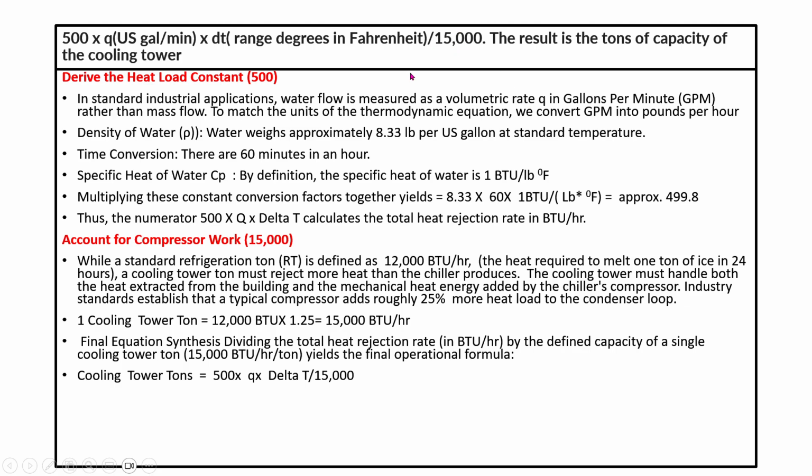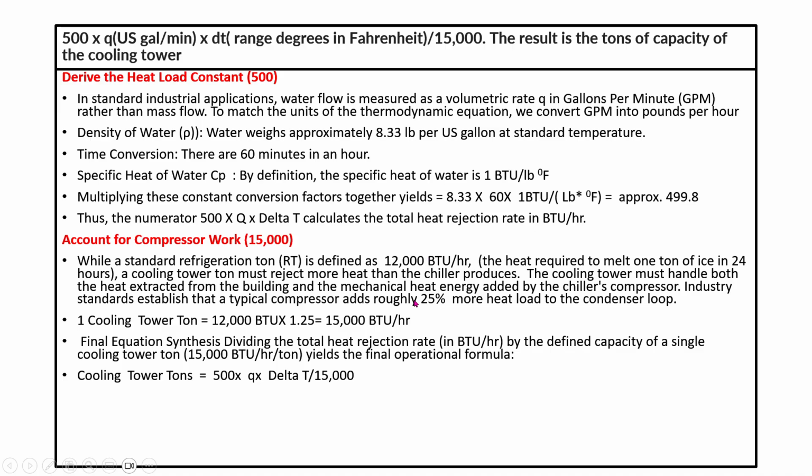And then 1500, how has this figure come? In refrigeration, we define the refrigeration load in tons. One refrigeration ton means 12000 BTU per hour, which is the heat required to melt 1 ton of ice in 24 hours. This much heat is required.